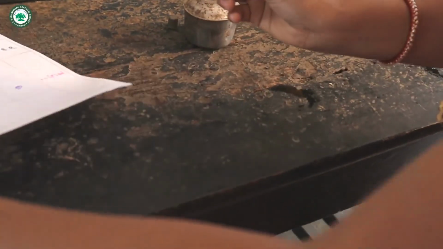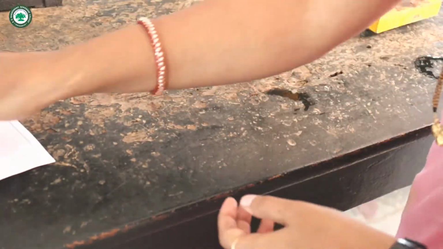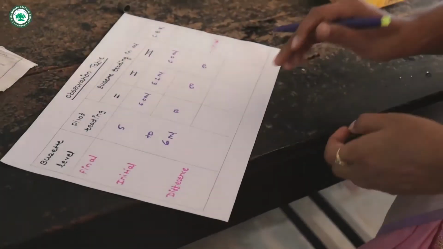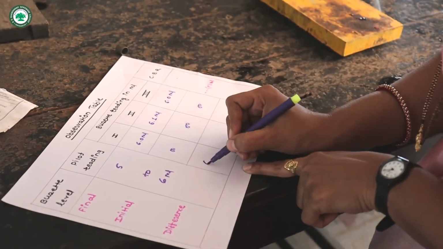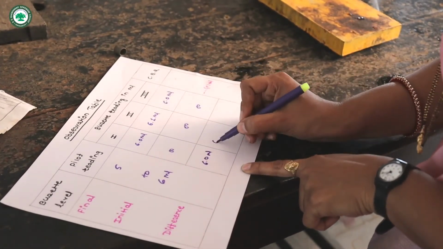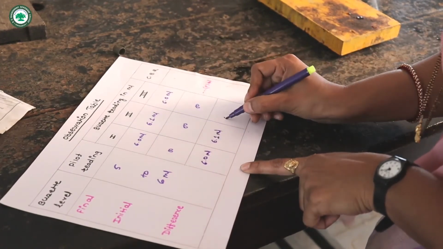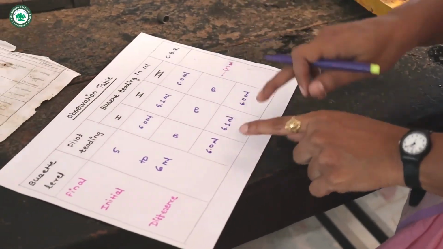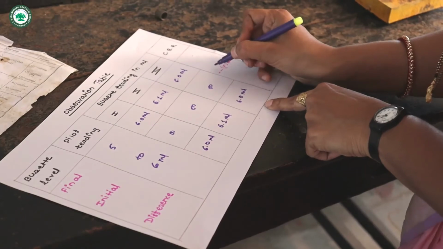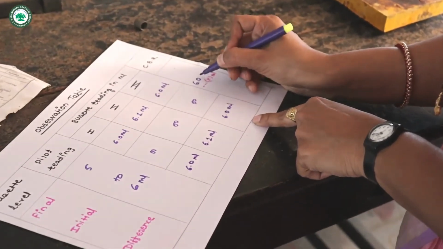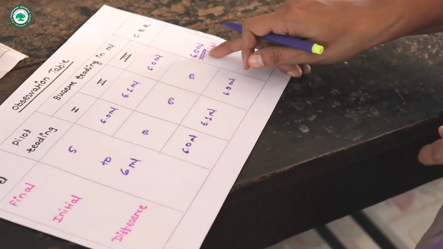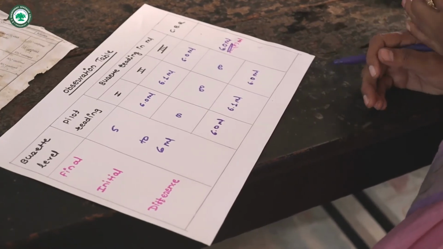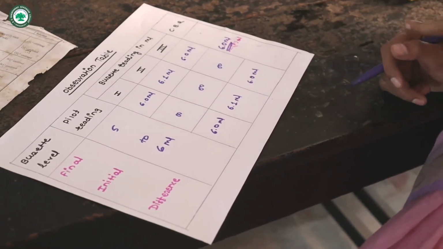6.0 ml. Then next we also repeat the procedure, and the second and third readings are taken. Now the difference: it's 6.0 ml, 6.1 ml, and the third reading is 6.0 ml. Now the constant burette reading is 6.0 ml. With this burette reading we can do the calculation and find out the molarity of the KMnO4 solution.